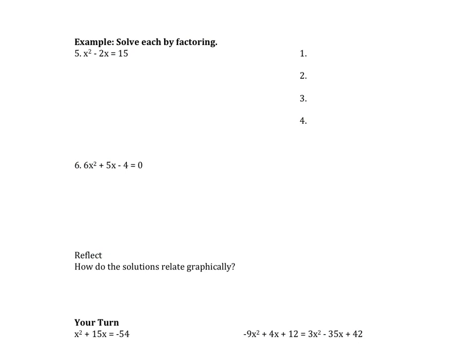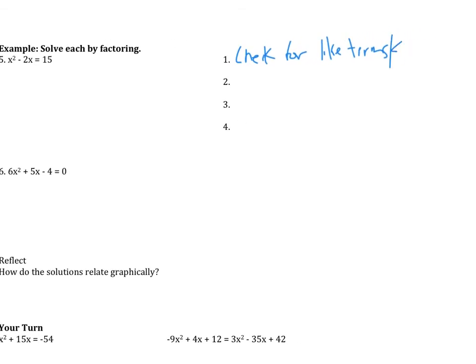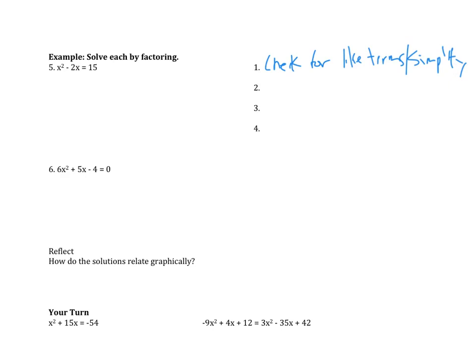All right, so a couple more examples here. We're going to solve each by factoring. Remember, step 1 is we want to check for like terms and simplify. So as we look at this one here, there's no like terms to combine. So then we want to set the equation equal to 0. So on this one, I'm going to subtract the 15. No like terms for it to combine with, so we get x squared minus 2x minus 15, and that is equal to 0.